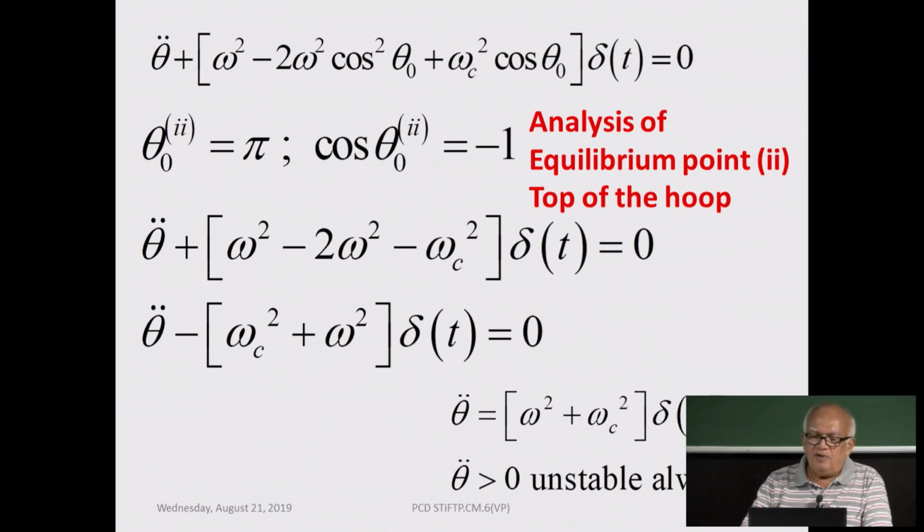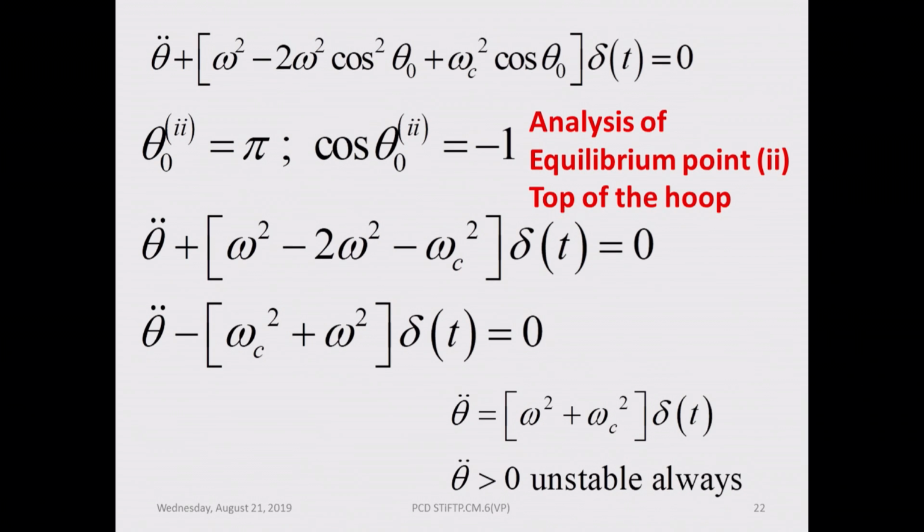and essentially when you write it for the second derivative of theta, it is always positive, because the term on the right hand side involves the squares of the angular speeds, and they are always positive no matter what the speed is. So, omega can be less than omega c, it can be equal to omega c, or it can be greater than omega c. Irrespective of that, the right hand side is always positive, the second derivative is always positive, and you will always have an unstable equilibrium at the top. It will never be stable, irrespective of the speed at which the hoop is rotated.